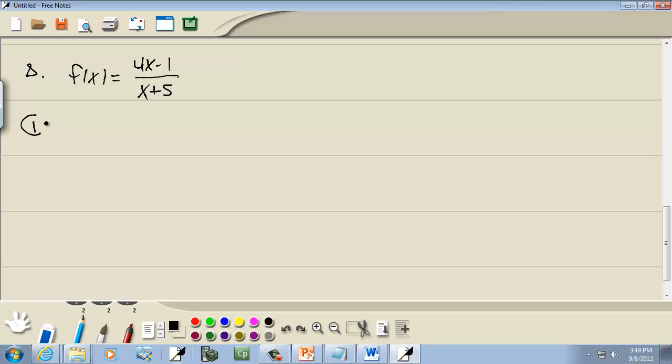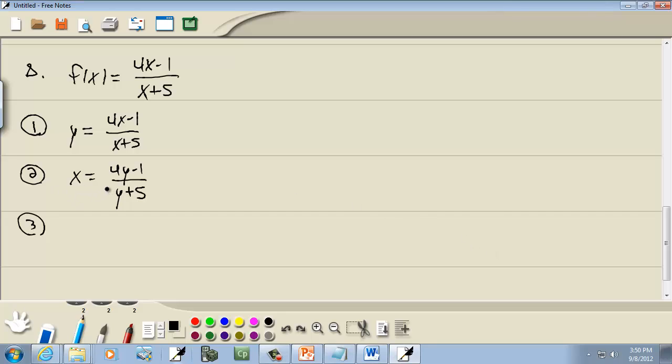Let's go through it. Our first step, replace f of x with y. So I got y is equal to 4x minus 1 over x plus 5. Now step 2, interchange x and y. So we got x is equal to 4y minus 1 over y plus 5. Now step 3 is to solve for y. And this could be one place where the people start getting hung up.